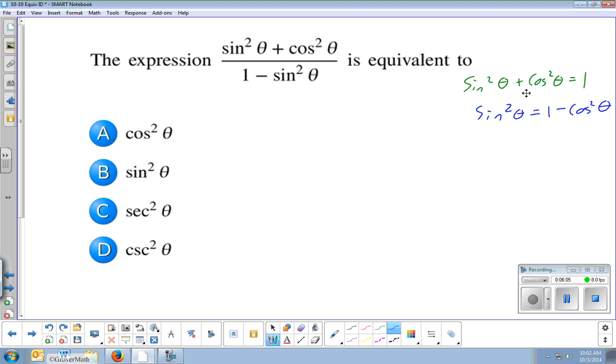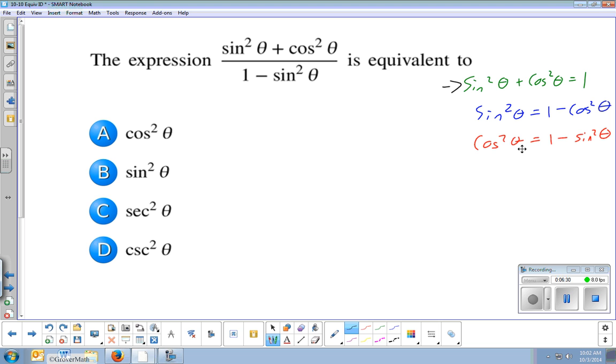So you see that it's the same thing. I just subtracted cosine squared to the other side. And then the third variation is, what if I want cosine squared alone? I would subtract sine squared. So that would leave me with cosine squared theta equals 1 minus sine squared theta. These are really the variations of this main identity.